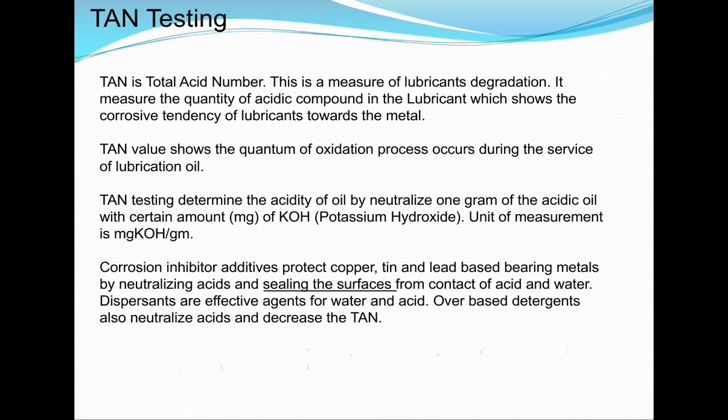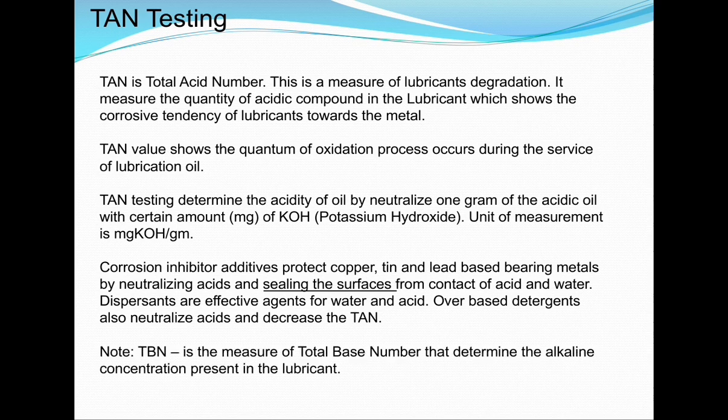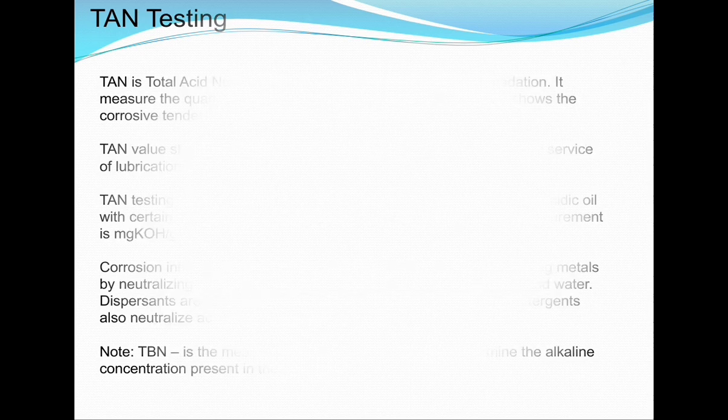So that's why we are using some dispersants also, or sometimes we are using base-nature detergents, which are basic in nature. So this will also help to neutralize the acid and decrease the TAN number. And as I have already said, there is a number called total base number that will show the alkalinity of the lubricant oil. So this is all about the TAN testing.